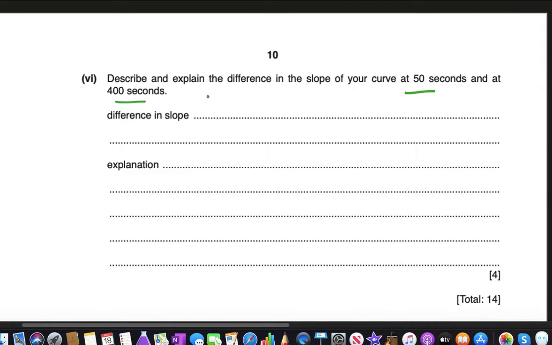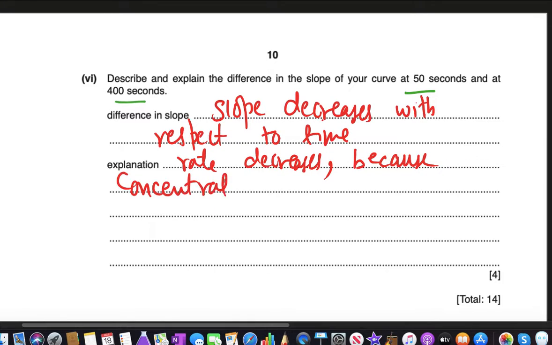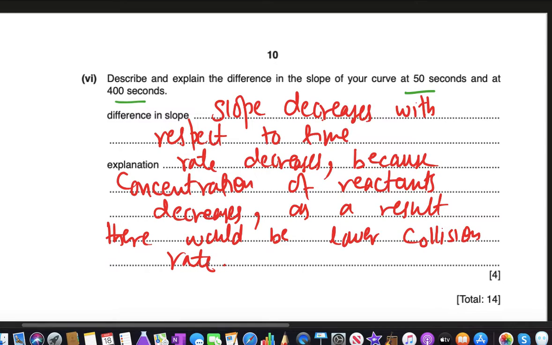So, describe and explain the difference in the slope. The slope decreases with respect to time. Why does the slope decrease? It means the rate of reaction decreases. Why does the rate of reaction decrease? Because the concentration of reactants decreases. As a result, there will be a lower collision rate. So this is the end of the question.